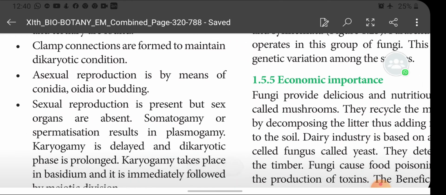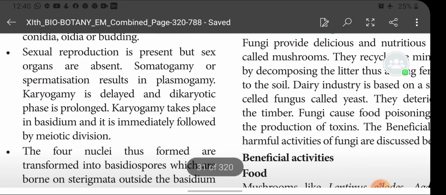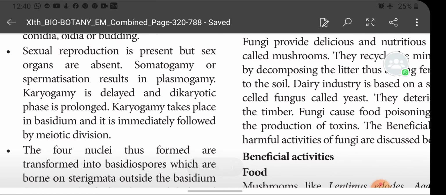Asexual reproduction is by conidia, oidia or budding. Sexual reproduction is present but sex organs are absent. Somatogamy or spermatization results in plasmogamy. Karyogamy is delayed and the dikaryotic phase is prolonged. Karyogamy takes place in the basidium and it is immediately followed by meiotic division.